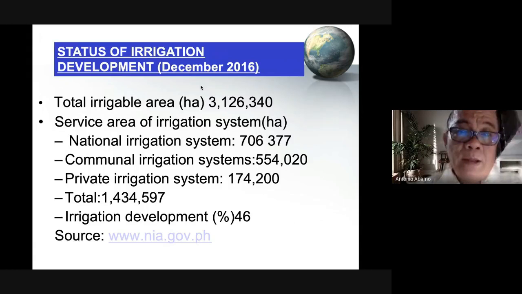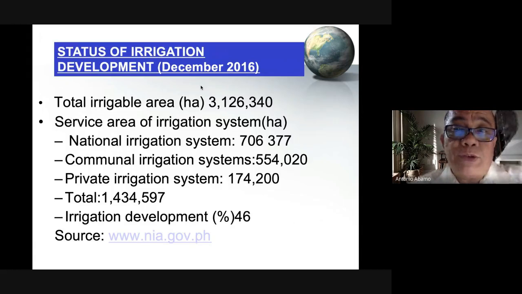Now, of these irrigable areas, the national irrigation system has only irrigated about 706,000 hectares. There are communal irrigation systems which only irrigate about 554,000 hectares. Private irrigation with 174,000. In other words, the total irrigated area in the Philippines is only about 1.4 million hectares. You can see the disparity between total irrigable and total irrigated areas.